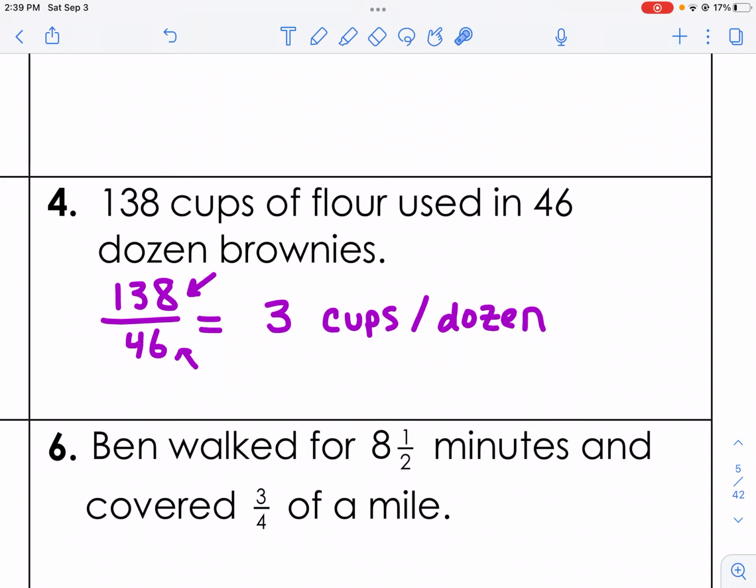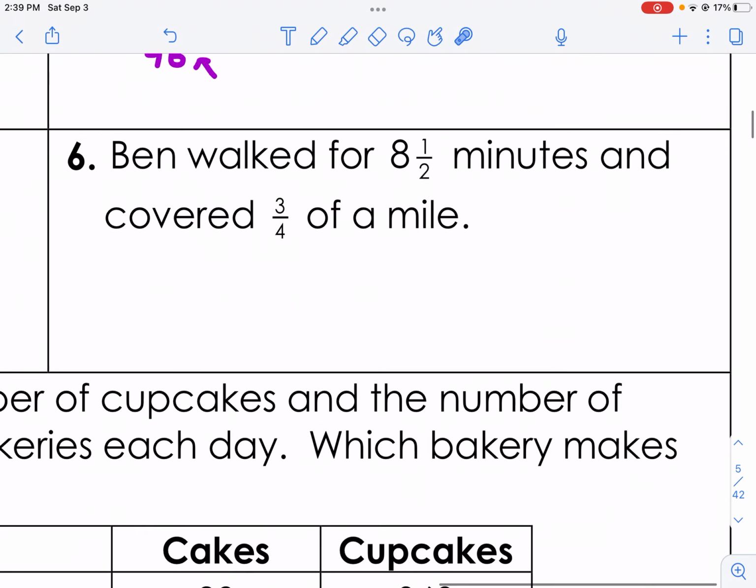Let's try one with a fraction because no one likes working with fractions, I get that, but let's try it anyway. Ben walked for 8.5 minutes and covered 3/4 of a mile. What's his speed in minutes per mile? So 8.5, let's go ahead and make this into an improper fraction. 2 times 8 is 16, plus 1 is 17 over 2. 2 times 8 plus 1, and you keep the same denominator. And the other fraction's already in a regular fraction without a mixed number, so we're good.